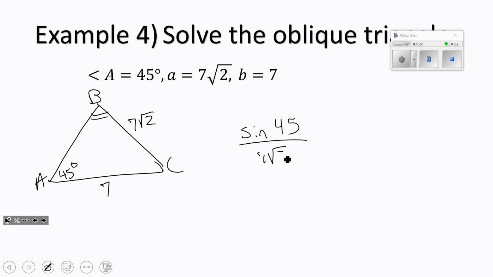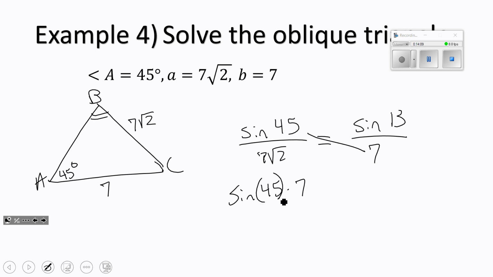So I could say the sine of 45 over what? 7 square root of 2 equals the sine of B over 7. So far, so good. And then I'm going to cross multiply. So this will be the sine of 45 times 7. Make sure you put parentheses around the 45, equals the sine of B times 7 square root of 2. Okay, what do I need to do now?